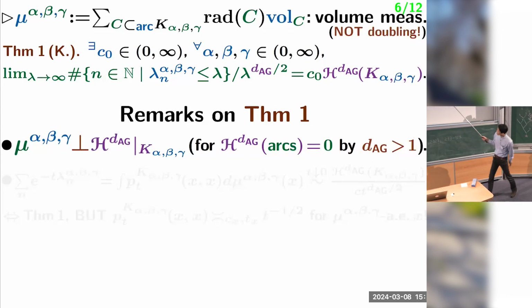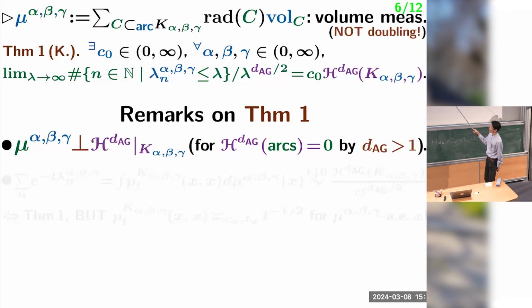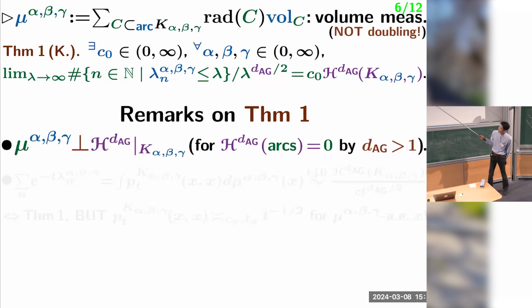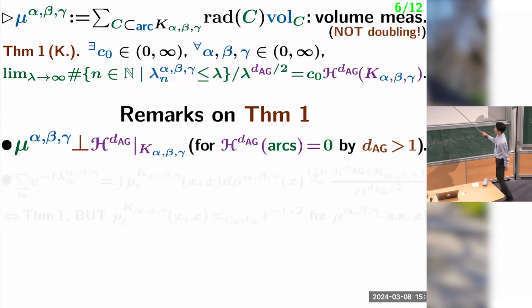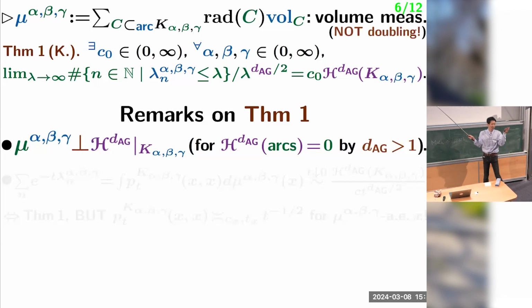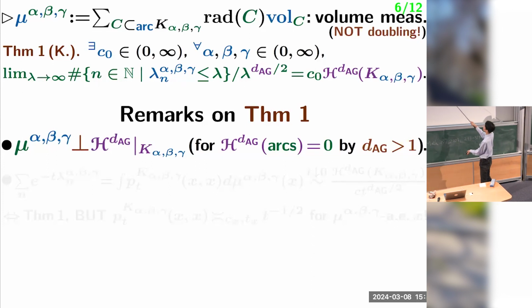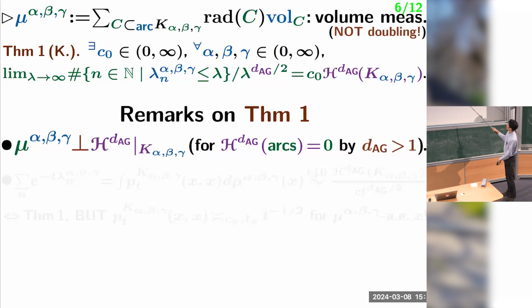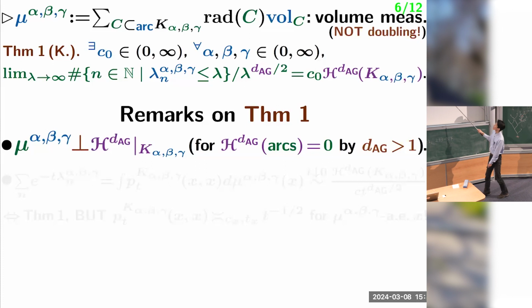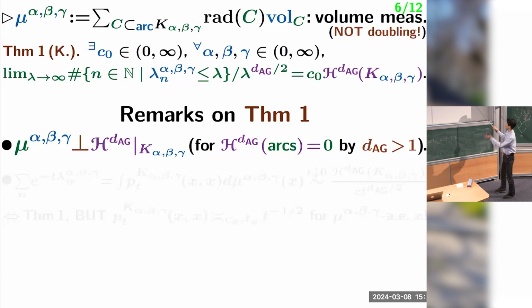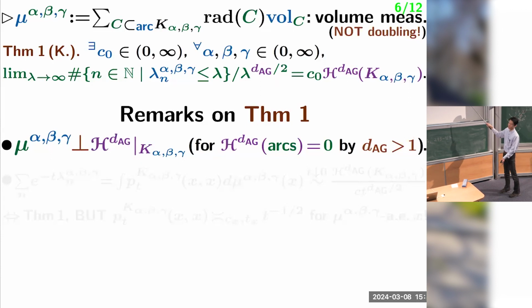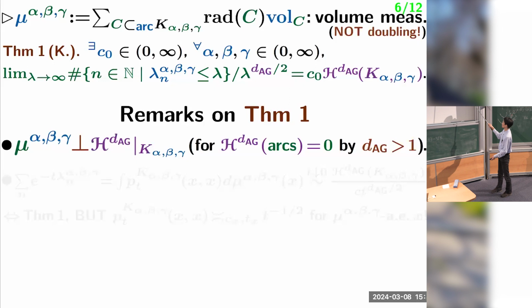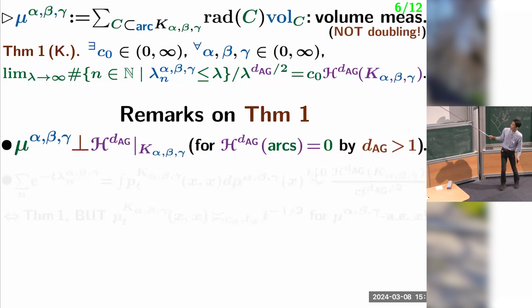But in this case, these two measures are easily seen to be singular. It's clear because the energy measure is supported on the set of arcs, so it's supported on a set of one dimension. Whereas for the Hausdorff measure, since the Hausdorff dimension is known to be greater than 1, if you measure the set of arcs by the Hausdorff measure, then it's obviously 0, because the arcs have Hausdorff dimension 1, and this value is greater than 1. So it's trivially 0.